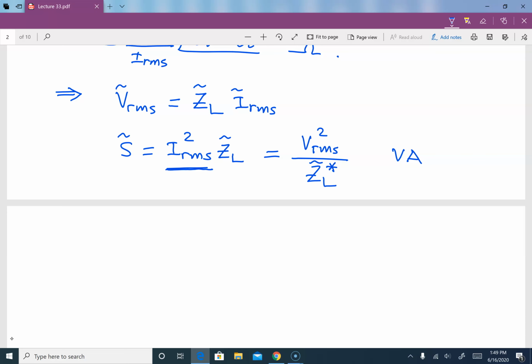If you look at IRMS here, that is not a phasor quantity. You just take the magnitude of that current, square it, and multiply it by the load impedance. If we know the voltage across the impedance, then that VRMS, which is the magnitude of the phasor, squared and divided by ZL conjugate, will give us our complex power S in volt ampere.